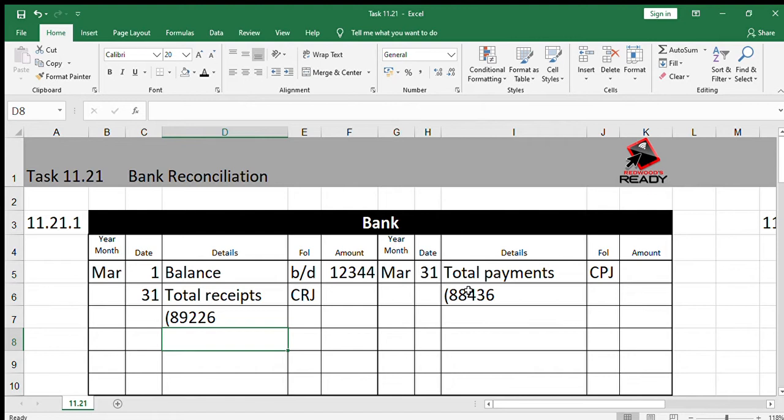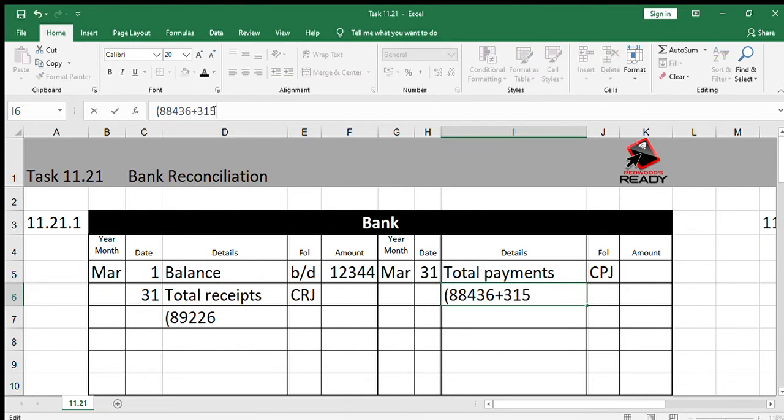Then the next bullet tells us that the March bank statement revealed the following: bank charges of 315. Bank charges are payments. We're going to add it on to the CPJ total. So we're going to add on 315. An unpaid check, which is an RD check, we're also going to add it on to the CPJ total. So 4129. Debit orders of 992, which we're also going to add on here.